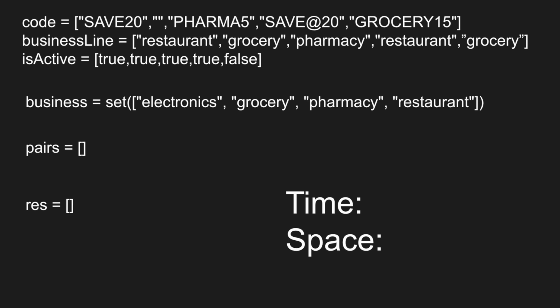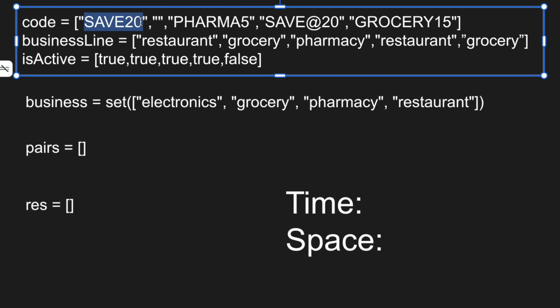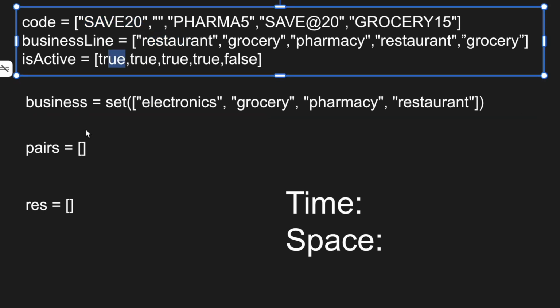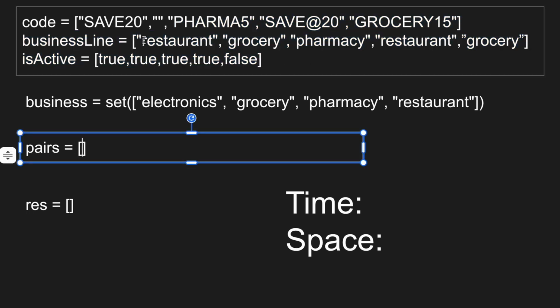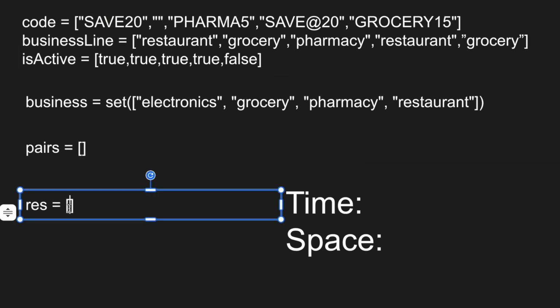How I will solve this problem is I will make a set called business, and it will contain all the business line categories that we are looking for. Then we will look through each coupon. For each coupon, we need to check if this is a valid string, if this is in the business set, and if this is true. If that's the case, then we will add the business category and the coupon code identifier to pairs. After we have added all the valid coupons to pairs, we will sort them according to the business category first, and then according to the coupon identifier string in case they are within the same business category. Then we will look through each pair and add the coupon code from each pair to the resulting array, and we can return this as our result.